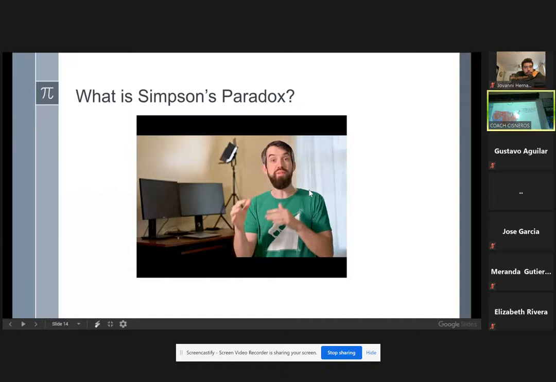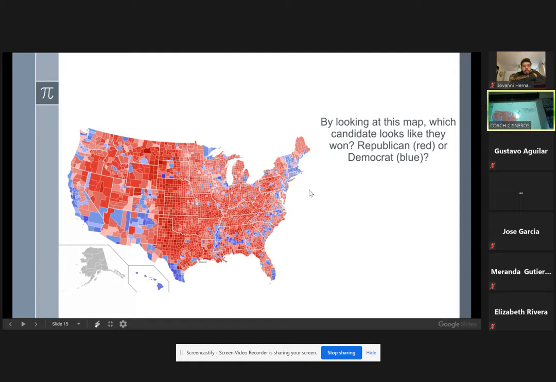Okay, so here's a map. This is an election map from an election. I'm not going to tell you which one it is yet. And I want you guys to tell me, just by looking at the map, which candidate looks like they won. The red represents the counties that voted for the Republican in the majority, and the blue represents counties that voted for the Democrat majority. Which candidate do you think won the popular vote in this particular election, and why?